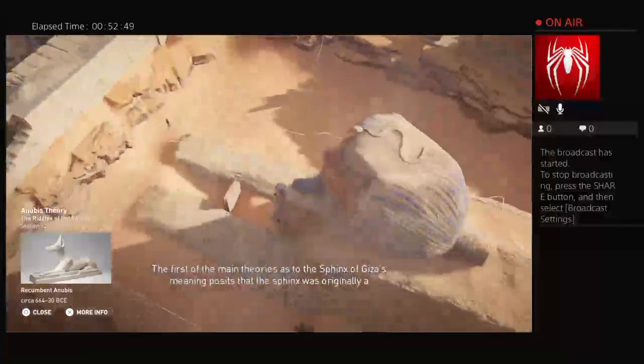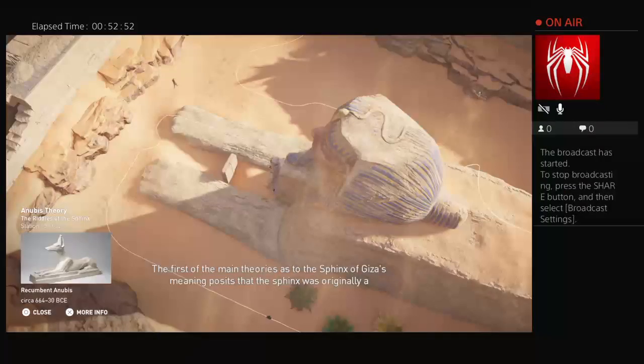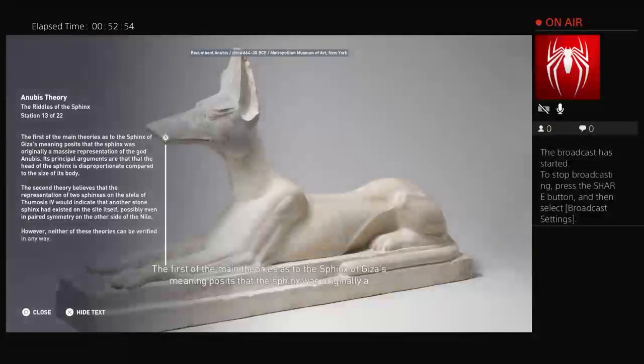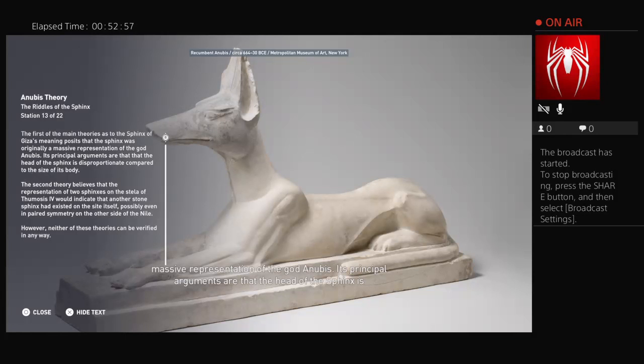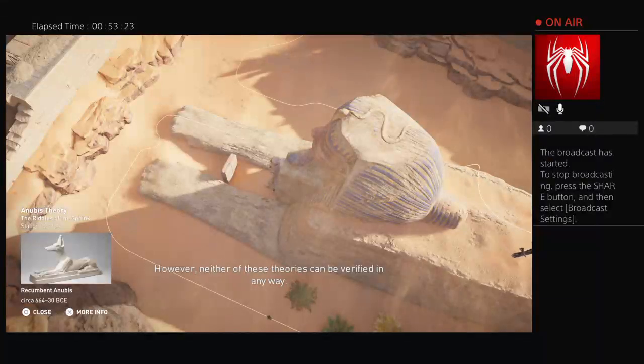The first of the main theories as to the Sphinx of Giza's meaning posits that the Sphinx was originally a massive representation of the god Anubis. Its principal arguments are that the head of the Sphinx is disproportionate compared to the size of its body. The second theory believes that the representation of two sphinxes on the stela of Thutmose IV would indicate that another stone sphinx had existed on the site itself, possibly even in paired symmetry on the other side of the Nile. However, neither of these theories can be verified in any way.